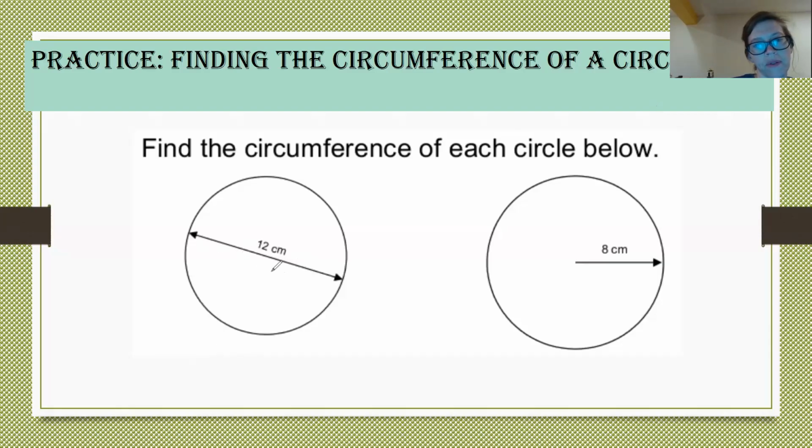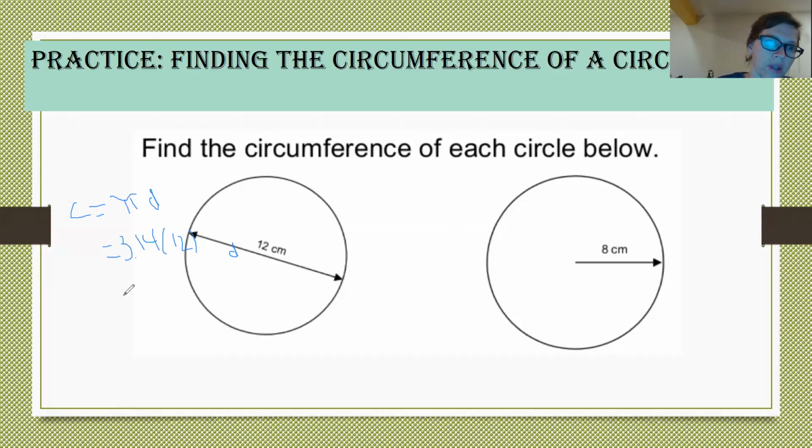Our diameter is 12 centimeters. So I want you to try to solve that. Think about what is the formula for finding circumference. C equals, now we have the diameter, right? This is the diameter, D. So in this case, it's just going to be pi times D, pi times diameter. Go ahead and try that one out, and then we'll check our answer, okay?